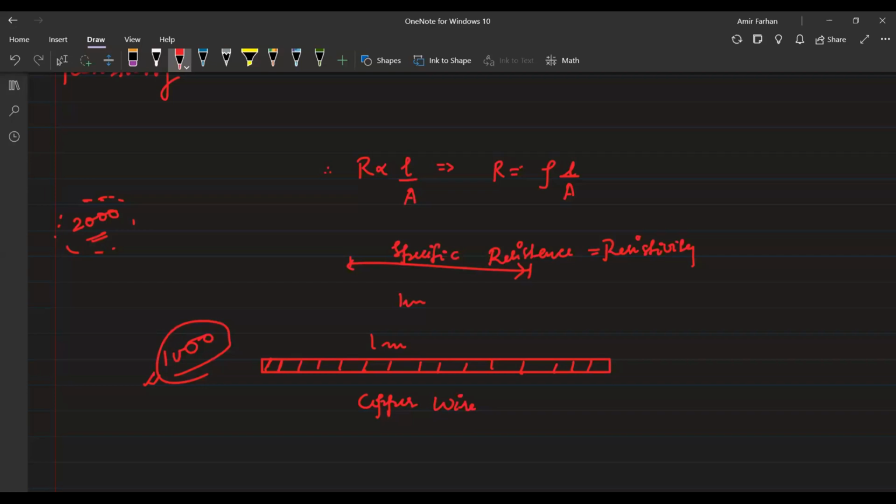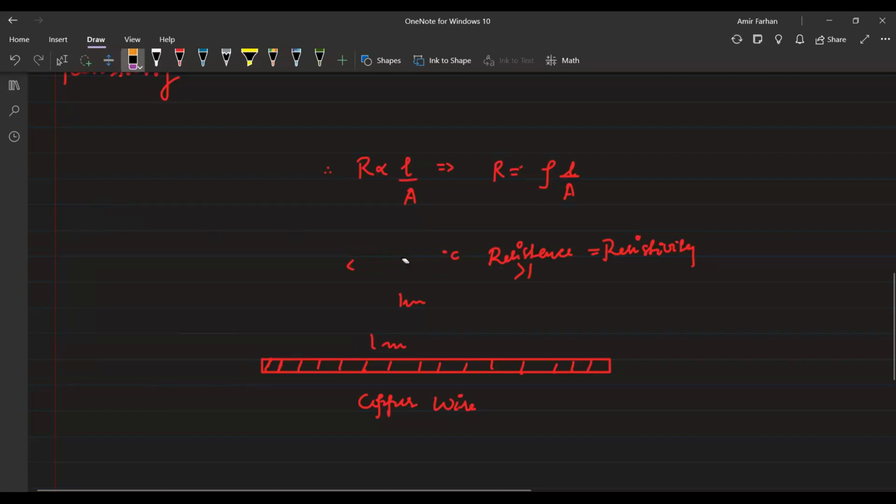Every material has a specific, default value of resistance, and that value is called resistivity. Specific resistance. Specific means that if you take a copper wire of 1 meter, that copper wire will have a definite, specific resistance value. If you take a silver wire, that silver wire will have its own specific definite value. That value is called the resistivity.